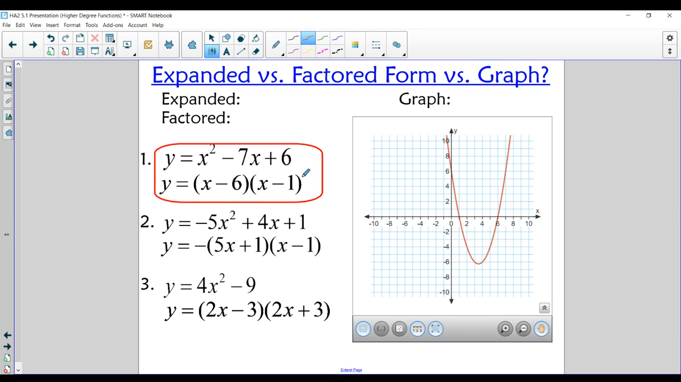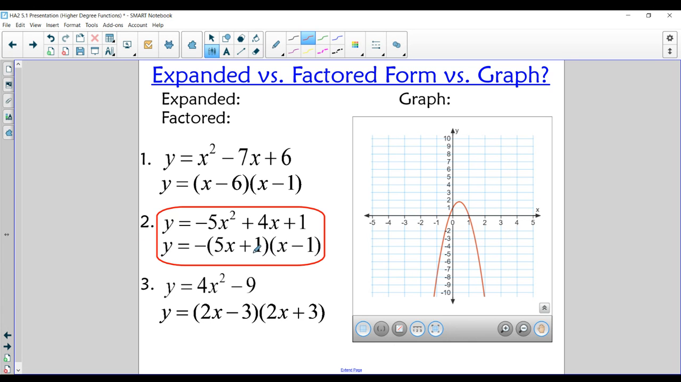Now, when you do a polynomial, you're not going to have a vertex because you're going to have maximums and minimums throughout the graph is what you'll have. So I'm not going to go through why your vertex is in this spot right here. Just knowing that it opens upward through these x-intercepts is what I'm going to concentrate on today.